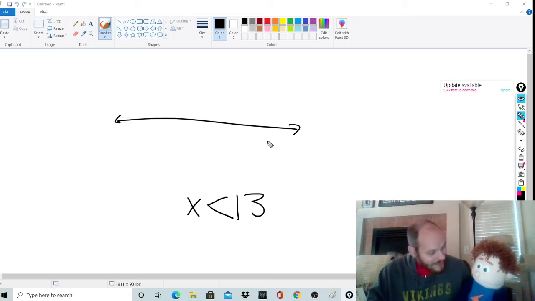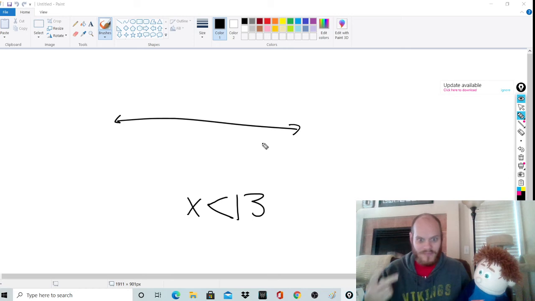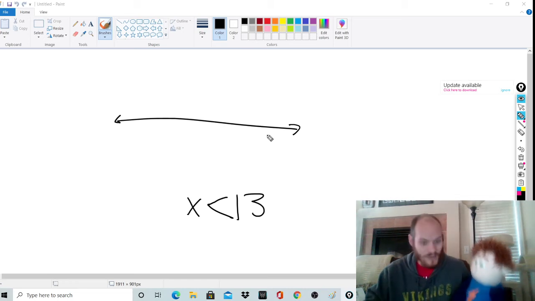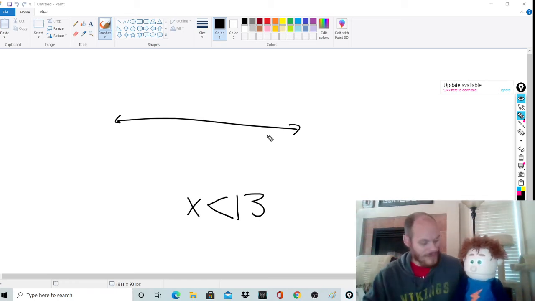But you have to understand that it goes way beyond that. That includes negative numbers. Negative 10,000 is included in this. That's how inequalities work, because there are an infinite amount of answers based on this.